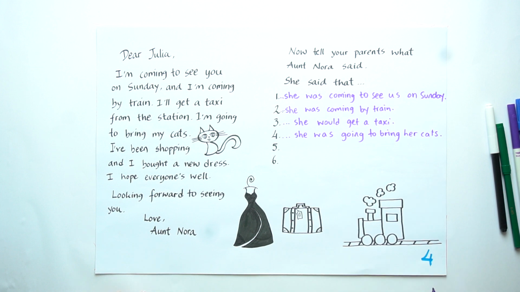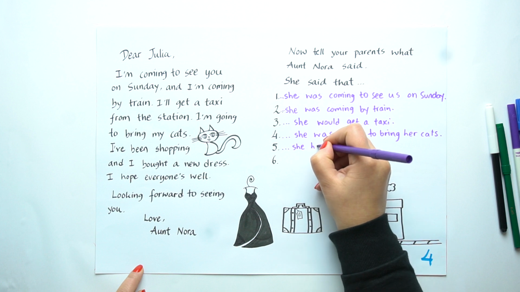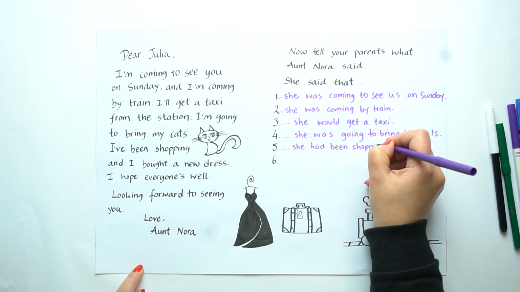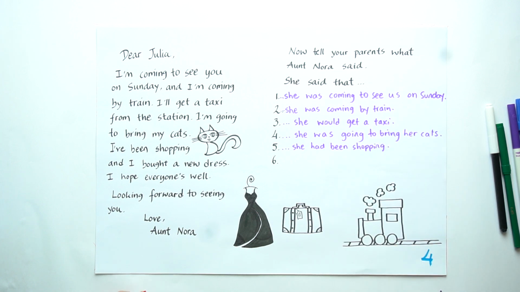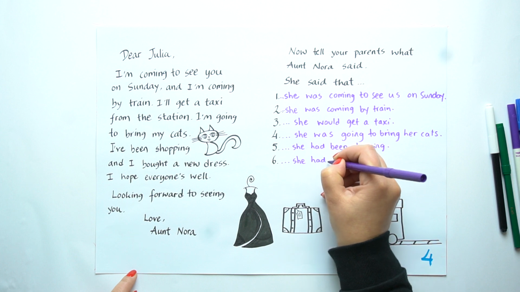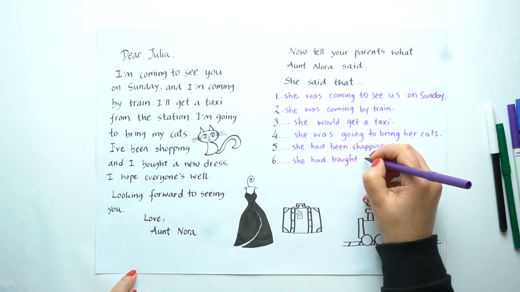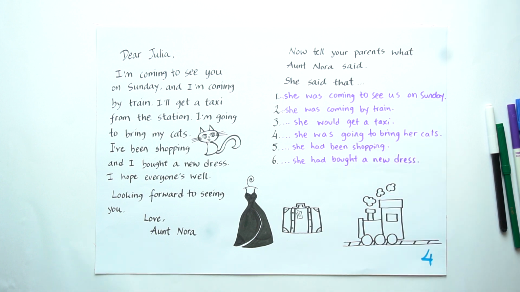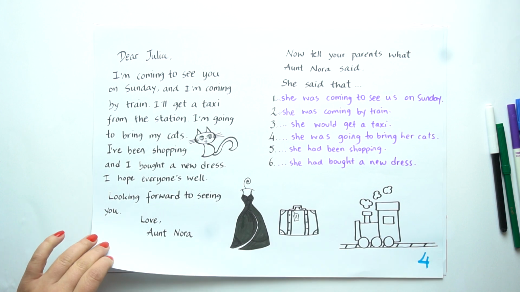I've been shopping. So remember, present perfect becomes past perfect. So she said that she had been shopping. And then the other sentence is in past tense. I bought a new dress. So past tense becomes past perfect. So what do we say? She said that she had bought a new dress. If you're confident about it, we're going to learn a couple of things more.